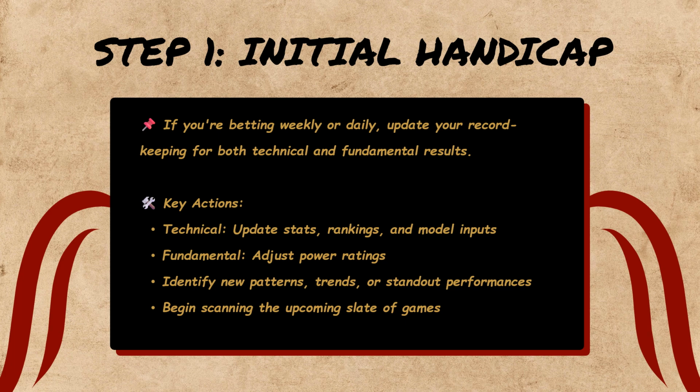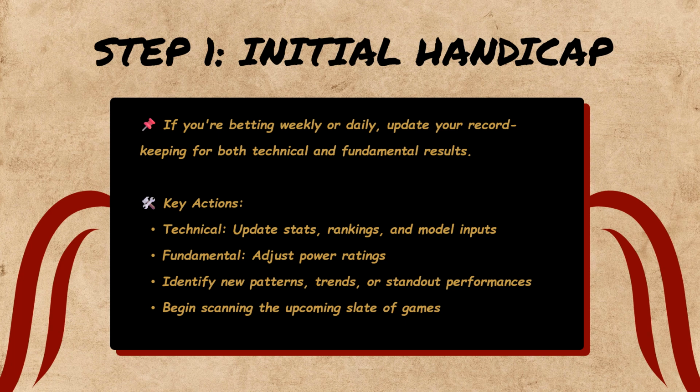Usually in this step, the technical handicappers will update their models with the most current statistics. That's the most important, most current statistics. For my fundamental handicappers, they're going to adjust their power ratings based on what they just observed. So a team may have lost, but if the performance was strong given the context, they will reflect that. But usually everyone will do the third bullet, which is identify new trends, patterns, and standout performances. You're going to also want to take notes of those.